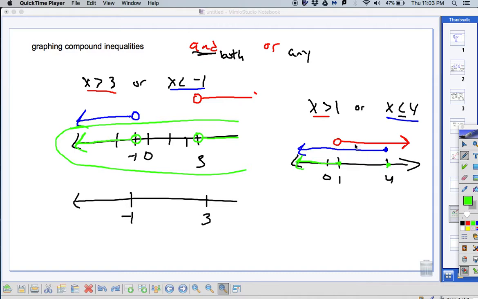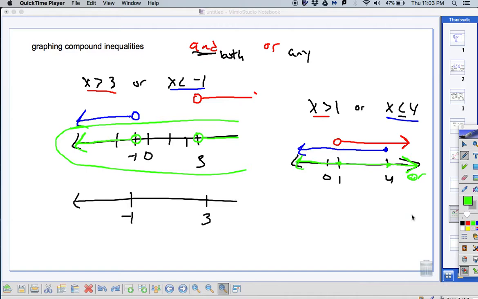In between, both blue and red is, so that's at least one of them. We're going to keep it. And to the right, the red exists, so that's at least 1, so we're going to keep it. So this ends up being the entire number line. This would be all real numbers. So this is the case for or.